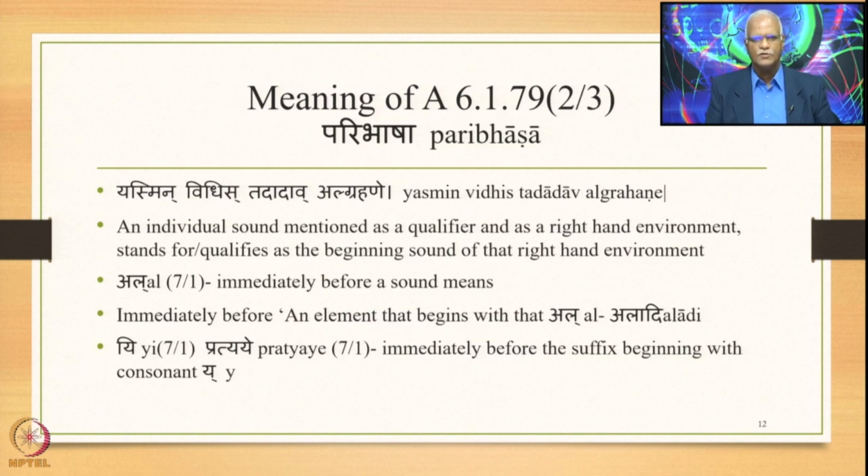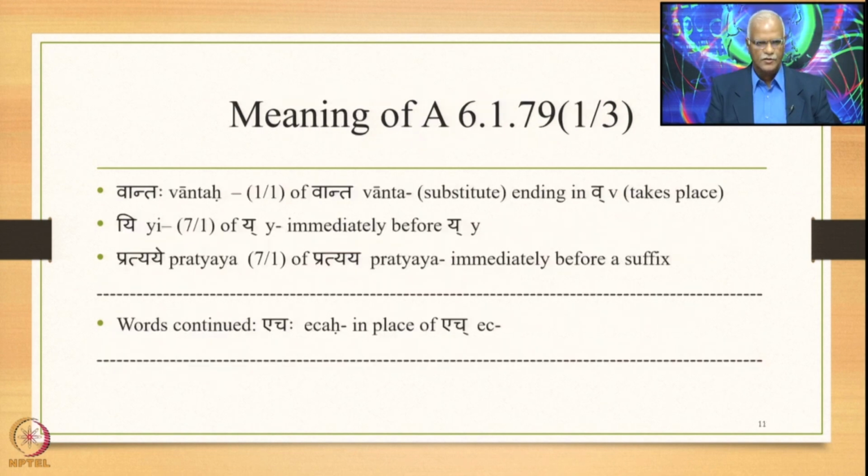Now here we also need to study one paribhasha in order to clearly understand 6179. The issue is this: ye is 7-1 and pratyaya is also 7-1. So both the words are in the same case, and when such a situation arises, the words have a qualifier-qualified relationship, visheshana visheshya bhava. So in this case pratyaya can be the qualified, visheshya, and ye can be the visheshana, the qualifier.